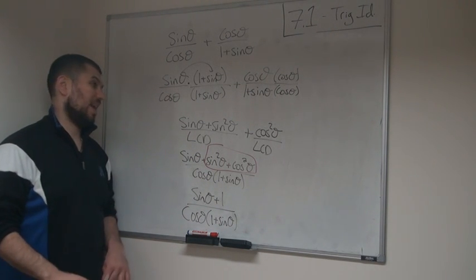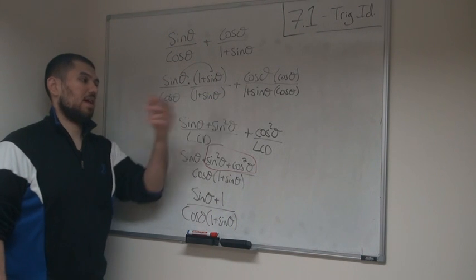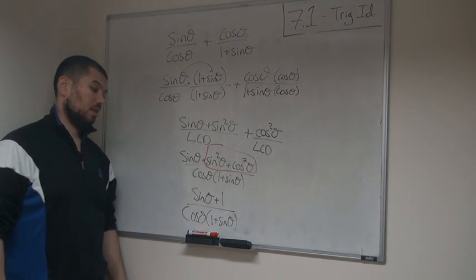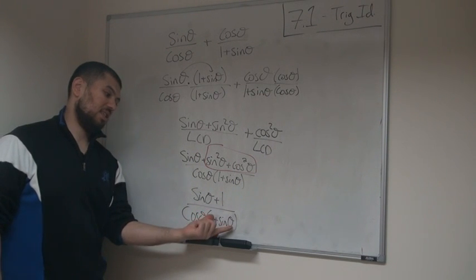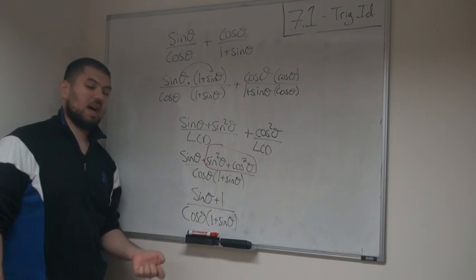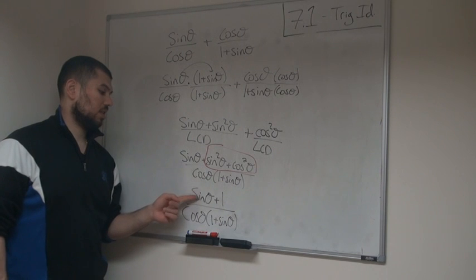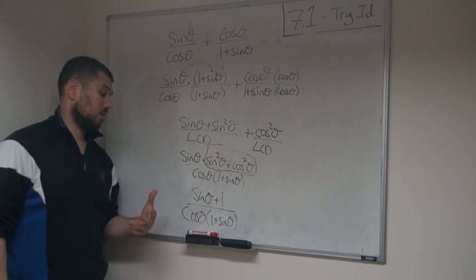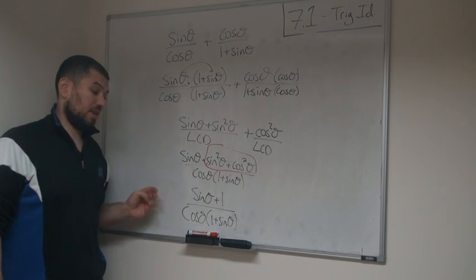Well, I guess it paid off by not multiplying out the denominators. I just had the same LCD and I kept it through. Because now I see that the LCD has a factor that's common with the whole numerator. Sine theta plus 1 and 1 plus sine theta are really the same thing. So I can factor that out and that equals a 1.